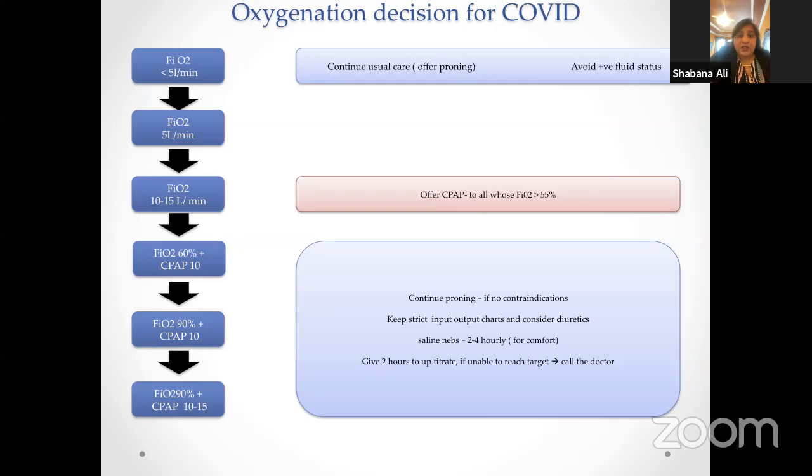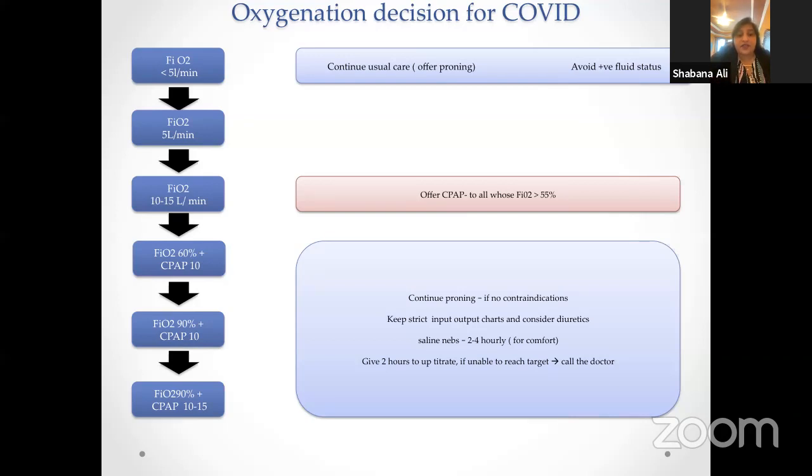So we already mentioned the oxygenation decision when it comes to a COVID patient. We started with an oxygen flow of 5 liters, and then continued the care. We did the proning of the patient to expose the lungs, to give them more space so the lungs can breathe in, and then the patient started deteriorating. We tried to increase the oxygen to 10 to 15 liters per minute. And when that step comes, you should already start thinking of CPAP or putting the patient on the ventilator, which we'll be covering in later sessions.